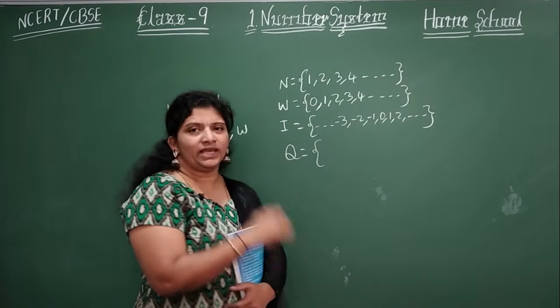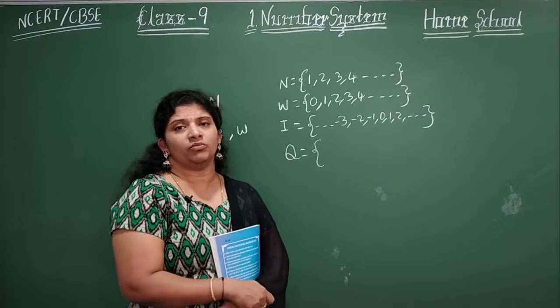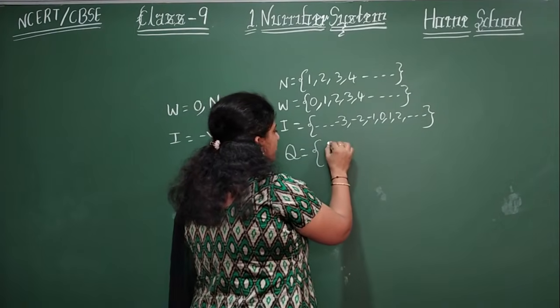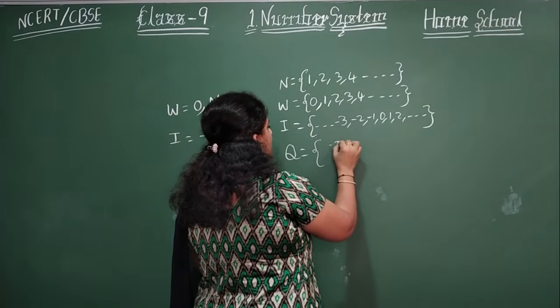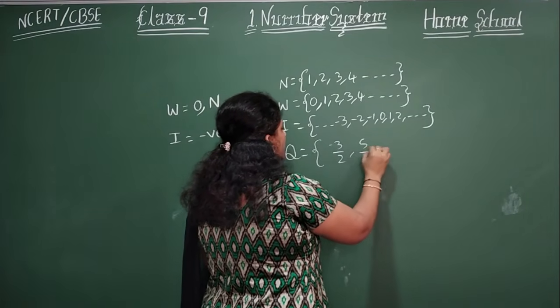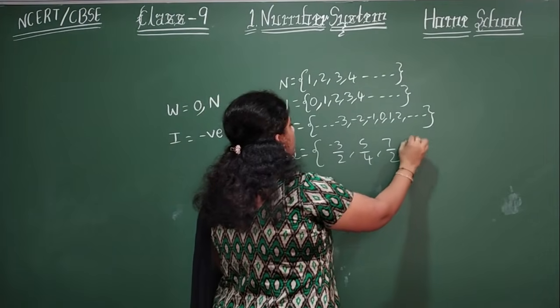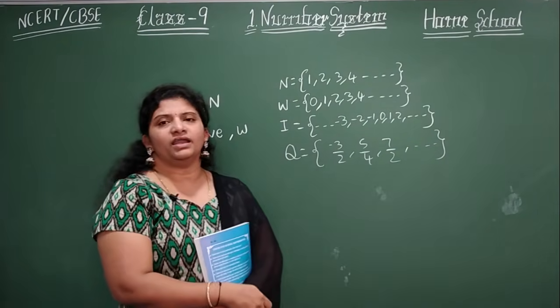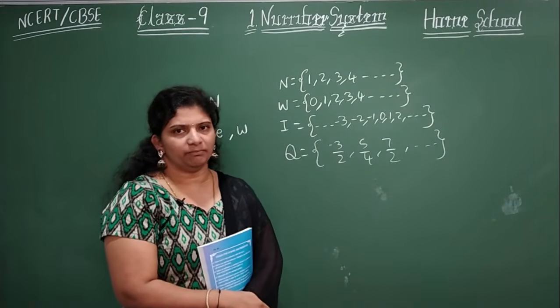Look here children, all these numbers are rational numbers. You may see only a numerator, but there is a denominator, that is 1. So look here, let me write some of the rational numbers here. Minus 3 by 2, 5 by 4, 7 by 2, and so on. If you go on writing, there are infinite rational numbers.